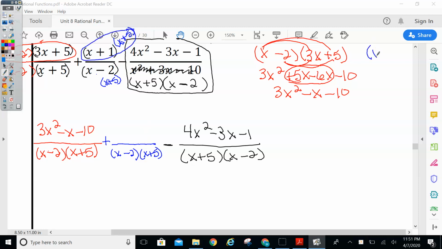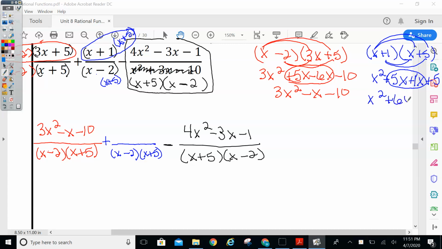So here, x plus 1 times x plus 5. X and x is x squared. X and 5 is 5x. 1 and x is, sorry, 1x. And 1 and 5 is 5. So when I combine my like terms here, x squared plus 6x plus 5. That's the numerator for this one. X squared plus 6x plus 5.